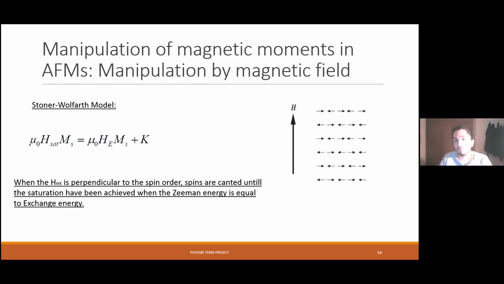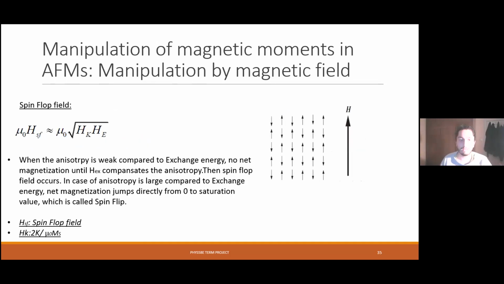So when we assume that we have the perpendicular case, we need to apply an external field that is perpendicular to the spin order. Spins are canted. Canted means like this. Canted until saturation is achieved, when the Zeeman energy, which is caused on the spin by the external field, is equal to the exchange energy, which is the energy between two antiferromagnetic spins, and the spin flop field.